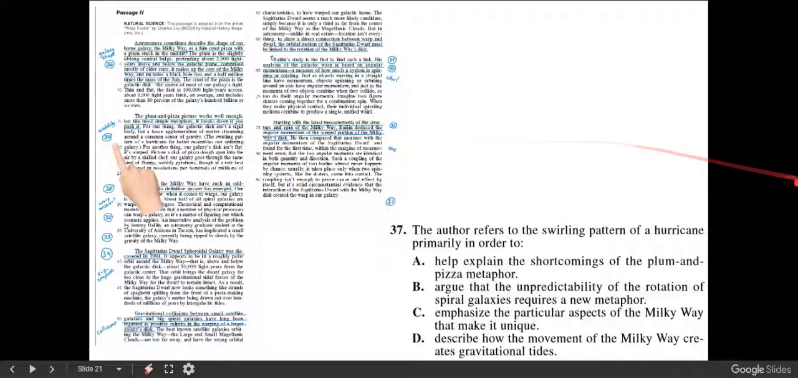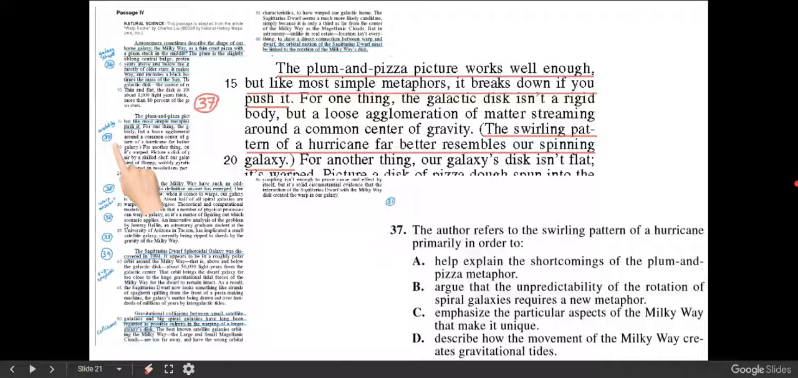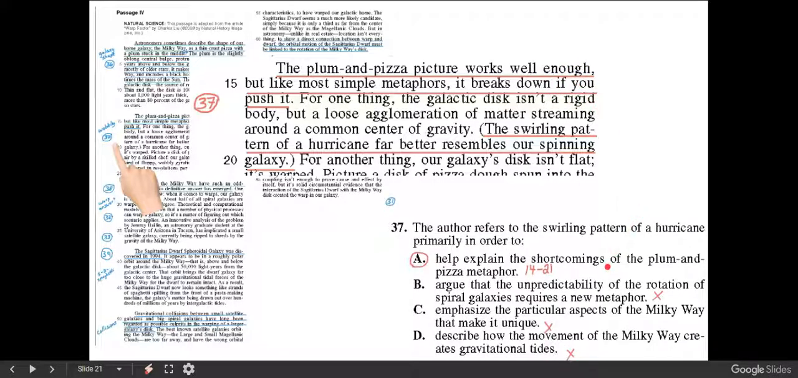37, so we map this one over here. The author refers to the swirling pattern of a hurricane. And it says, the plum and pizza works well enough, but like most metaphors, it breaks down if you push it. The galactic disk isn't a rigid body, but a loose aggregation of matter streaming around the common center of gravity. The swirling pattern of a hurricane far better resembles our spinning galaxy. So referring to the hurricane kind of as in opposition to, or to better explain this plum and pizza one. So it's to help explain the shortcomings of the plum and pizza metaphor. It just takes it in a different direction.